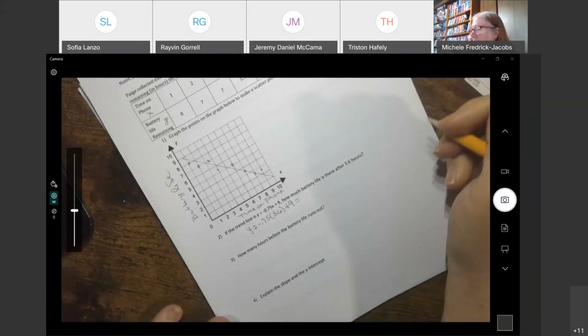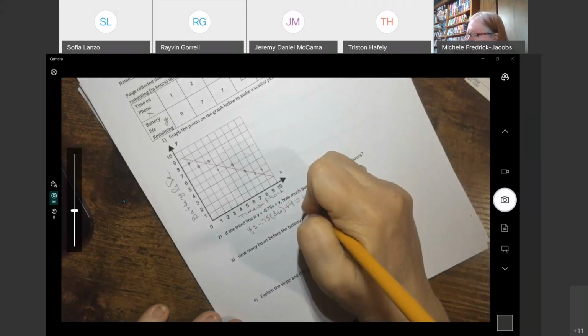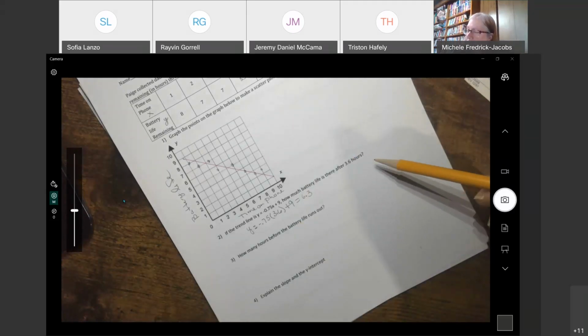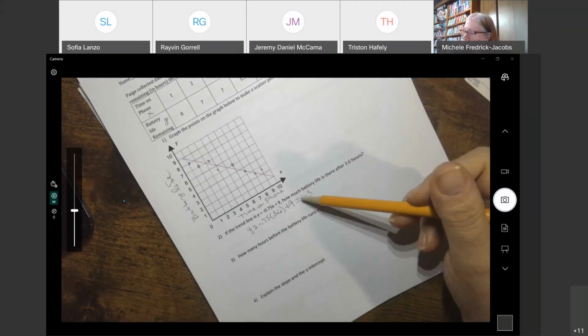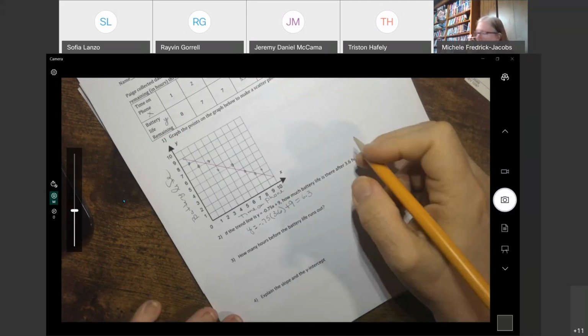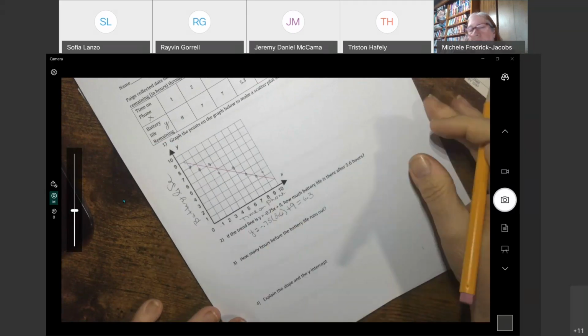And what are we getting? I got 6.3. So if there's 3.6 hours used on the phone, there'll be 6.3 hours left on your battery. Is everyone getting 6.3? And make sure you write it as a sentence.